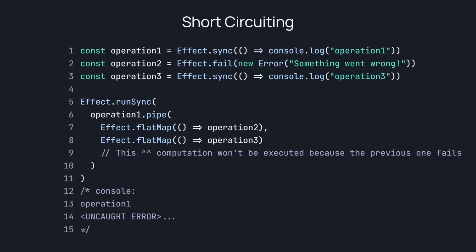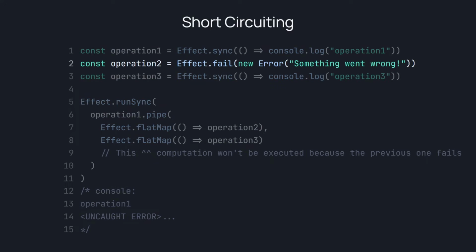In Effect, errors short circuit. This means that the execution of the happy, error-free path ceases immediately when an error is encountered. This example demonstrates that behavior. Since operation 2 fails, the console log of operation 3 never gets executed.